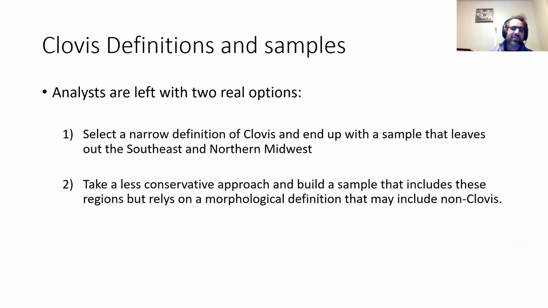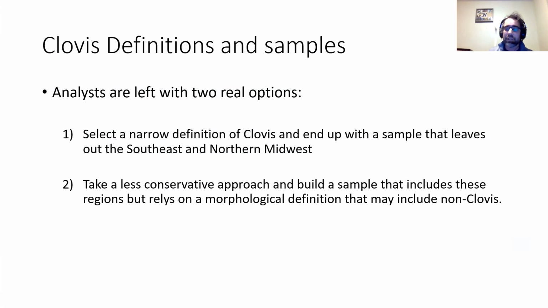So analysts are left with 2 real options, in my opinion, when trying to build a pan-regional sample of Clovis points. You can select a very narrow definition of Clovis, like Hamilton, Buchanan, and Collard tend to do, and that ends up with a sample that often leaves out the very important, in my opinion, southeastern United States, and also leaves out the northern Midwest and California, right?